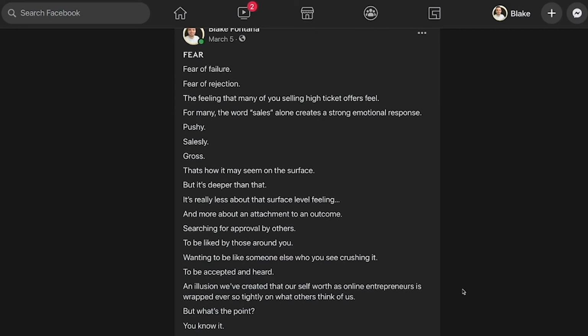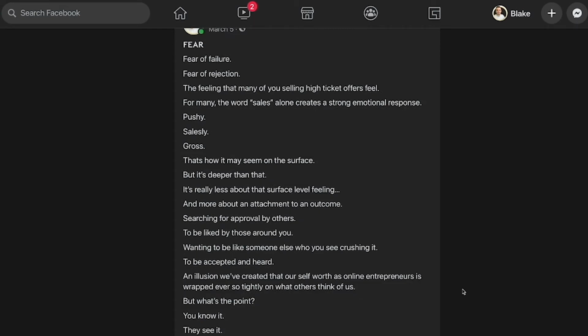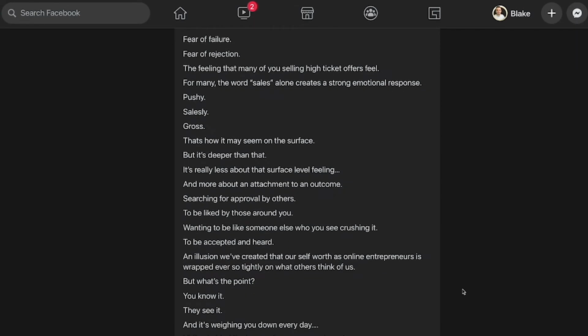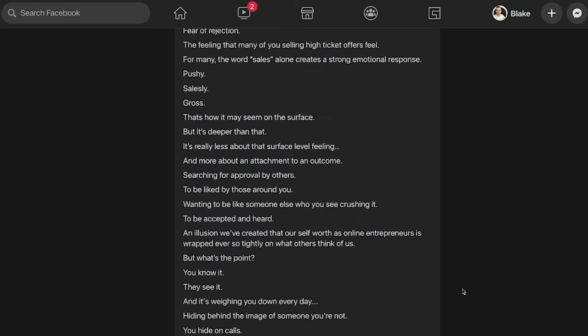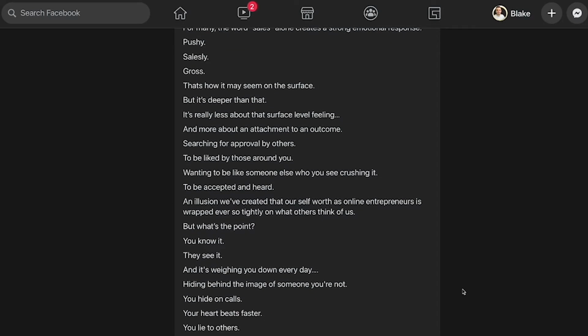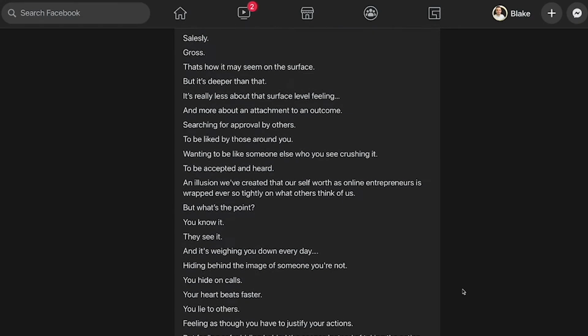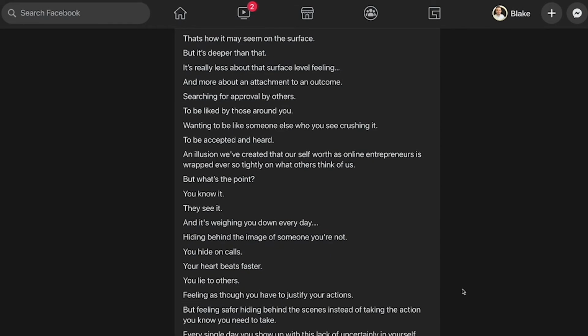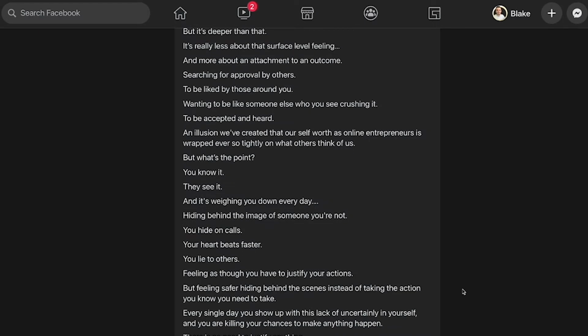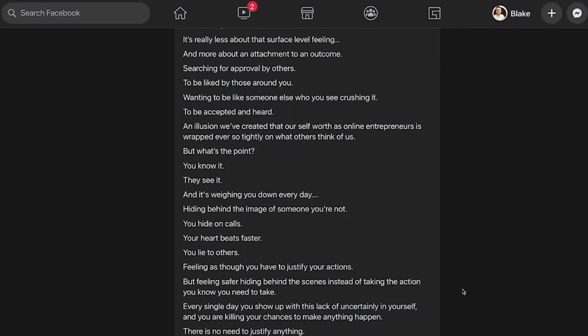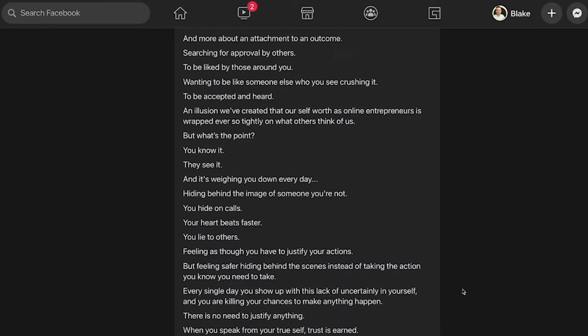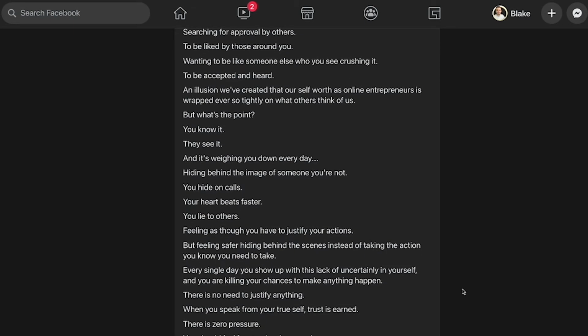An illusion we've created that our self-worth as online entrepreneurs is wrapped ever so tightly on what others think of us. But what's the point? You know it, they see it, and it's weighing you down every single day. Hiding behind the image of someone that you're not, you hide on calls, your heart beats faster, you lie to others, feeling as though you have to justify your actions. But feeling safer hiding behind the scenes instead of taking that action that you know you needed to take. Every single day you show up with this lack of certainty in yourself, and you're killing your chances to make anything happen. There's no need to justify anything.